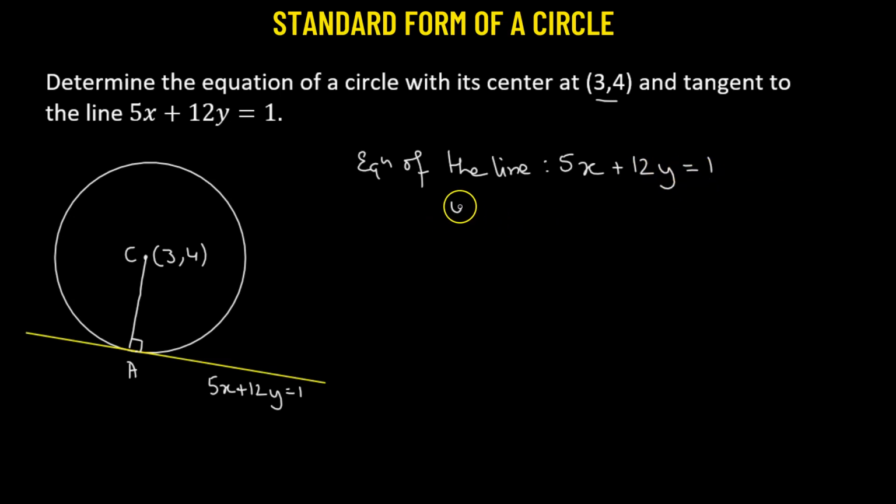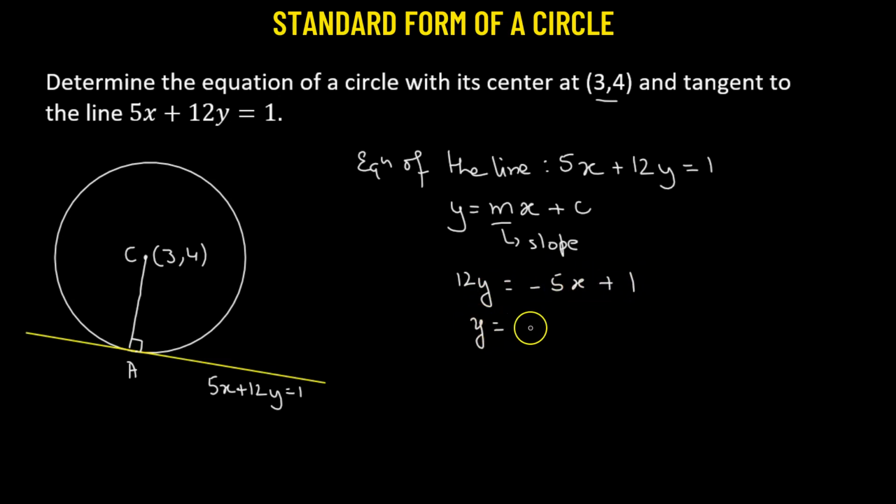What we'll do, we'll try to rewrite this equation in the slope-intercept form, which is y = mx + c, and that's going to help us determine the value of the slope m. Now we can rewrite this as 12y = -5x + 1. Dividing both sides by 12, we have y = -5/12 x + 1/12. So if we compare it, y = mx + c, this gives us the slope m = -5/12. So the slope of the line 5x + 12y = 1 is -5/12.